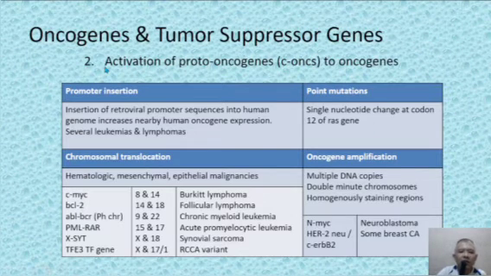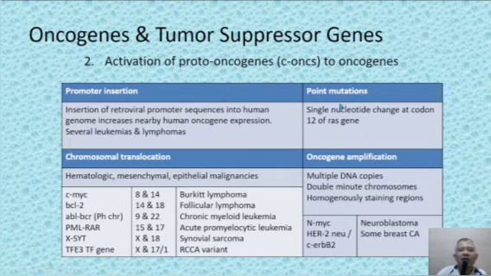So we mentioned viral oncogenes. Now we go to oncogenes, or proto-oncogenes: activation of proto-oncogenes to oncogenes. So we have promoter insertion, wherein insertion of retroviral promoter sequences into the human genome increases nearby human oncogene expression.